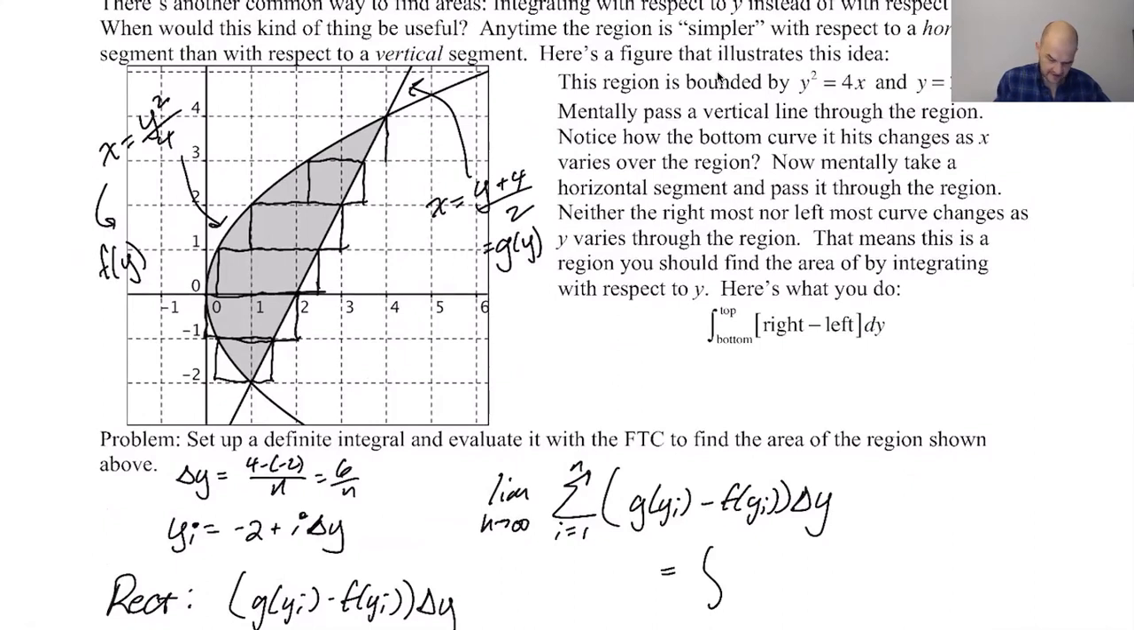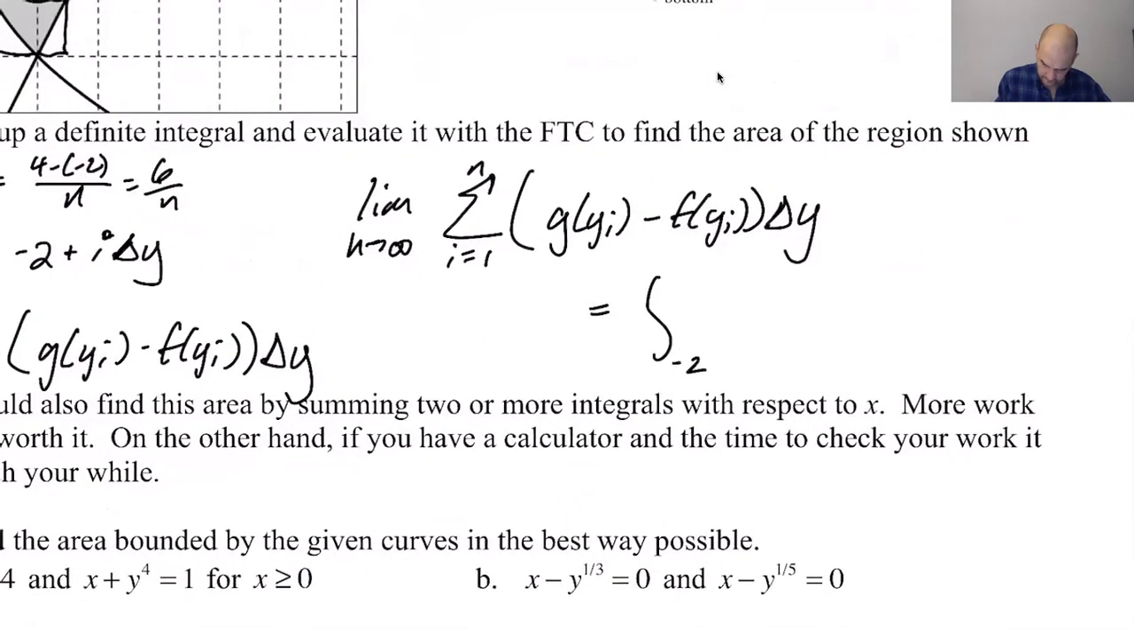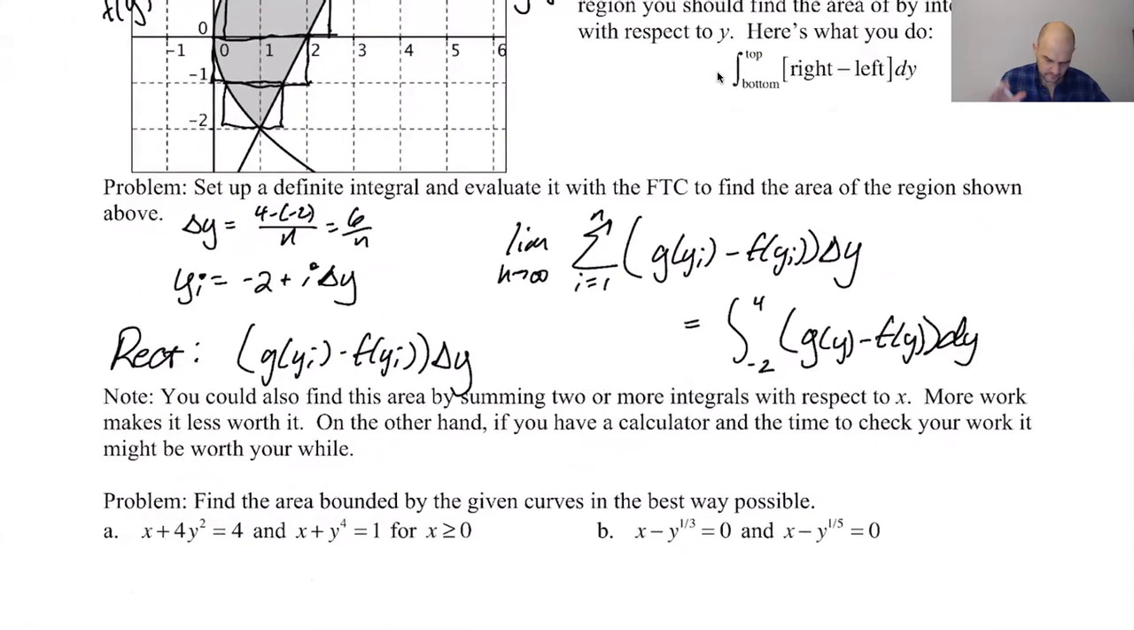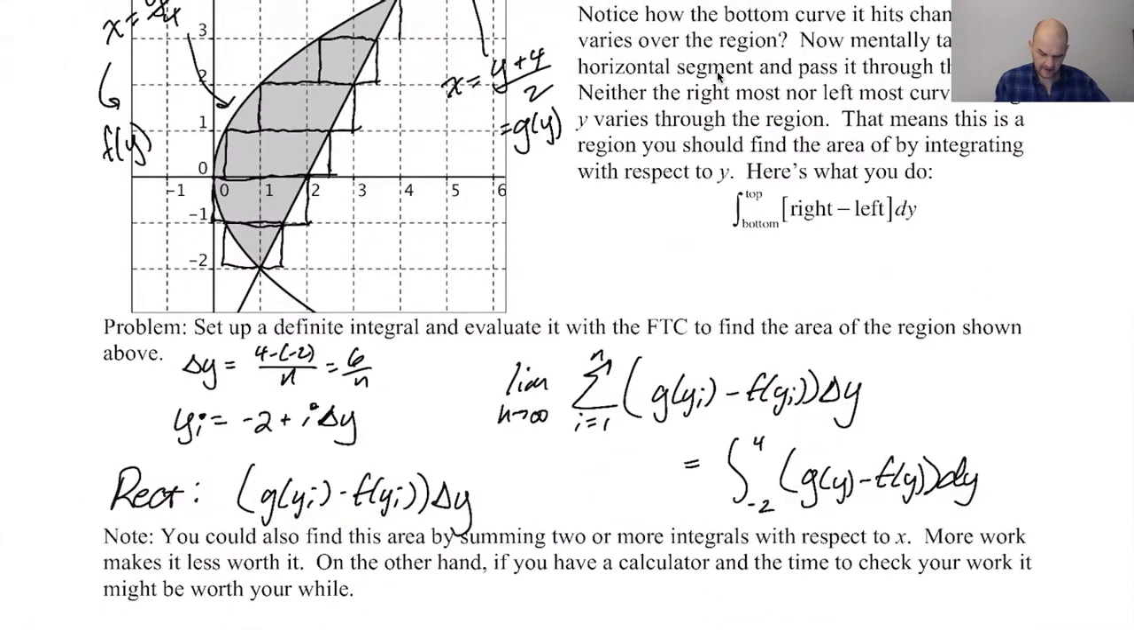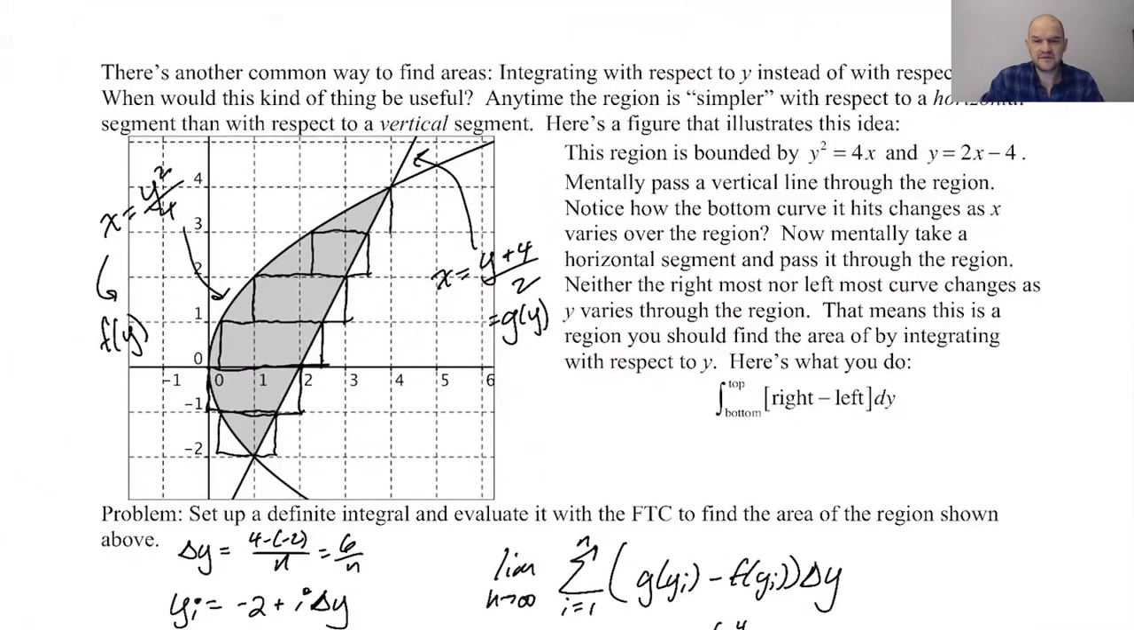So where does y sub i start? It starts at -2 and it ends at 4. So -2 to 4. And then it's going to be g of y minus f of y dy. So what I'm going to do is let the calculator do the work to take a lot of the time out of this, potentially.